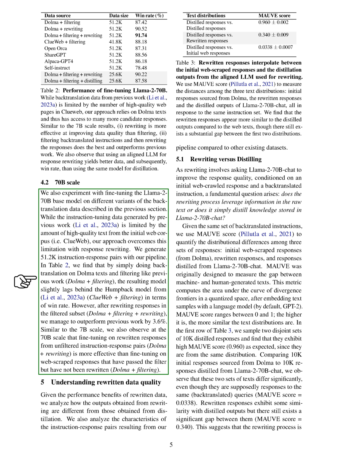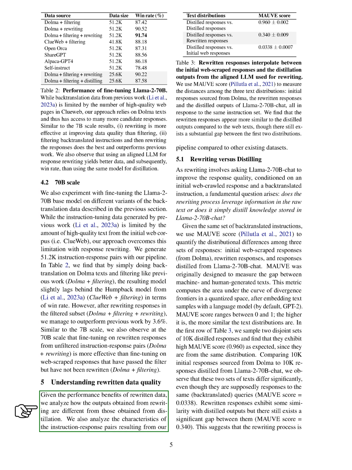Next, we analyze the quality of rewritten data. We explore how the outputs from rewriting differ from those obtained through distillation. Rewriting aims to improve response quality based on initial web-crawled responses and back-translated instructions. We question whether rewriting utilizes information from the raw text or simply distills knowledge from Llama 2 70B chat.